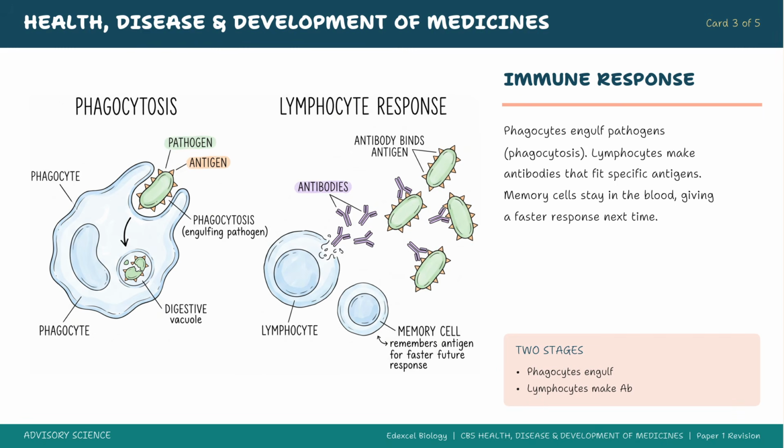Antibodies do not kill pathogens directly. They bind to antigens and mark them. The phagocytes do the destroying. And just to differentiate, antigens are on the pathogen, antibodies are from you.